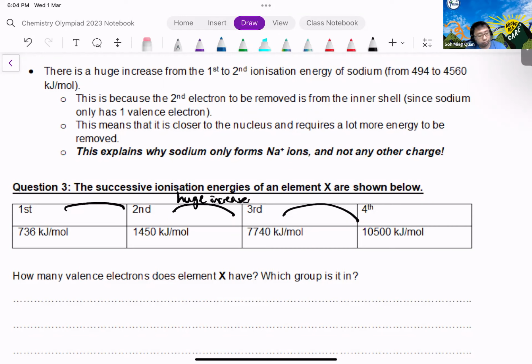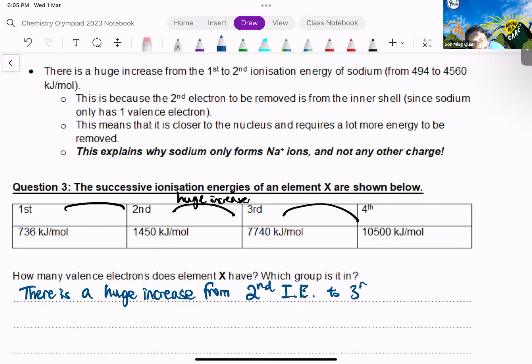So let's write that down. There is a huge increase from the second ionization energy to the third ionization energy. So what does this actually mean? Second IE means remove the second electron. Third IE means remove the third electron.